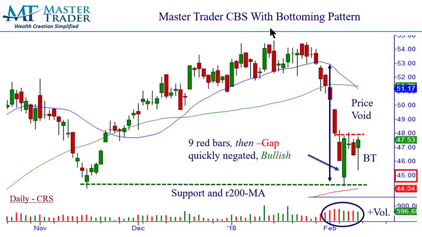Here's one with a bottoming pattern also. So we have our 1, 2, 3, 4, 5, 6, 7, 8, 9 red bars, gaps down to support. That small little bottoming tail again engulfed this red bar. This would have been a valid trade over the high of this bar, stopped the low. So even though it churned around for 3 more days, you still didn't get stopped out.